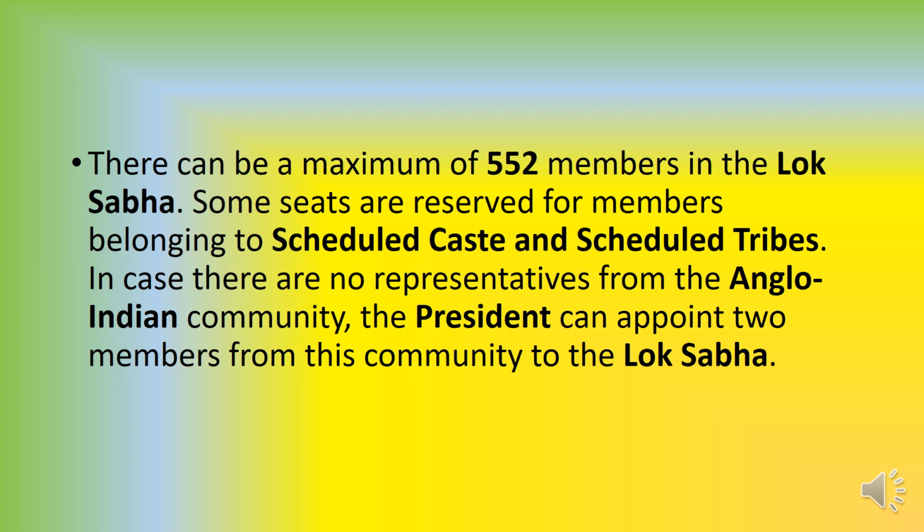And some seats are reserved for members belonging to the Scheduled Caste and the Scheduled Tribe. Now, this is done so that they can give representation to all the sections of society. So, 550 from the territorial constituencies, 2 from the Anglo-Indian community, which is appointed by the President. Also, some seats are reserved for the members belonging to the Scheduled Caste and the Scheduled Tribes.